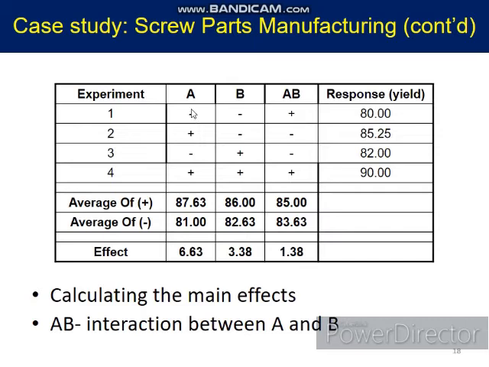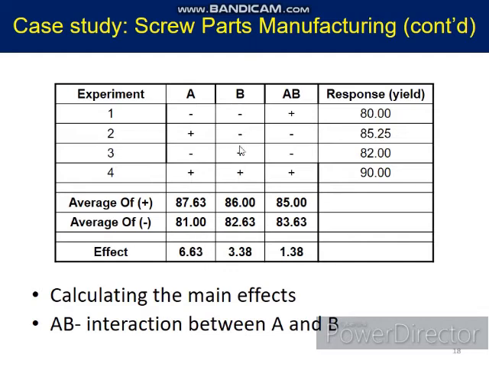Then the average of the minuses. Minus for A is at these two, experiment 1 and 3. So you have 80 yield from this minus, and for this particular run, you have 82. So 80 plus 82 divided by 2, you get 81. And the effect is basically the difference between the average of the plus and the average of the minus. So 87.63 minus 81 is equal to 6.63.